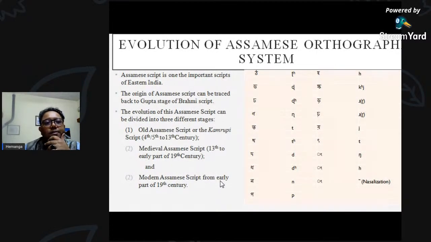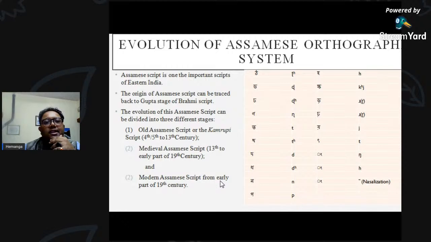Assamese script is one of the important scripts of Eastern India. The origin of the Assamese script can be traced back to the Guptas. There's a Brahmi script. The evolution of the script can be divided into the Old Assamese script, Medieval Assamese script, and Modern Assamese script.